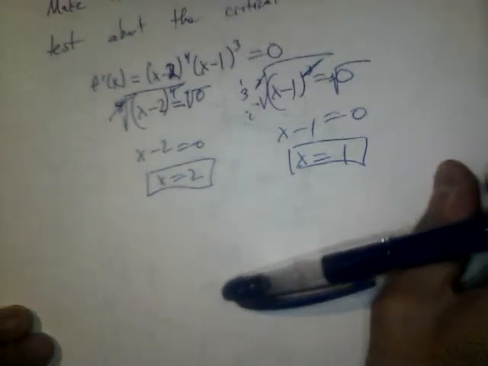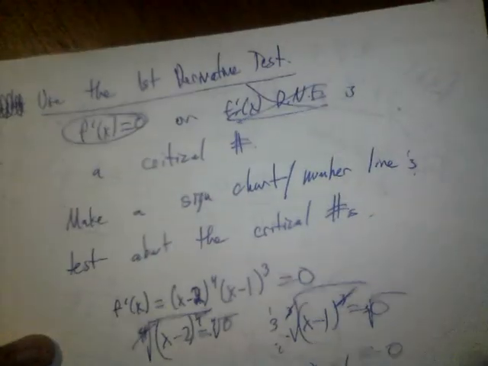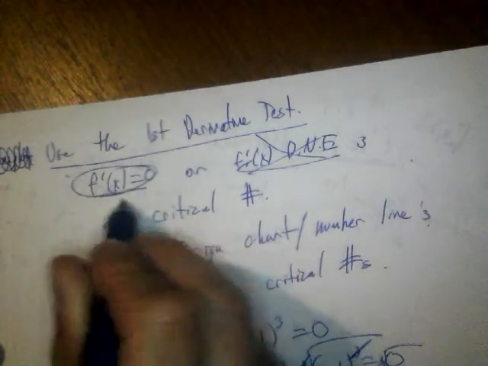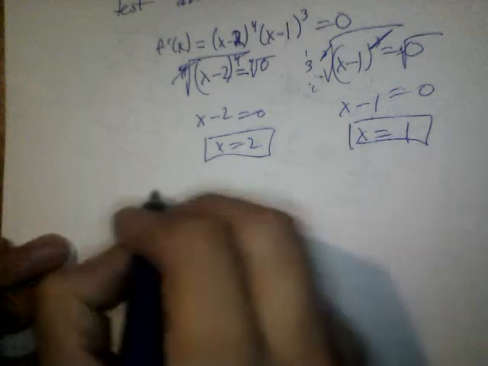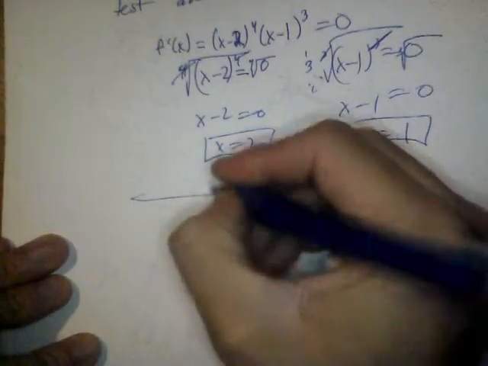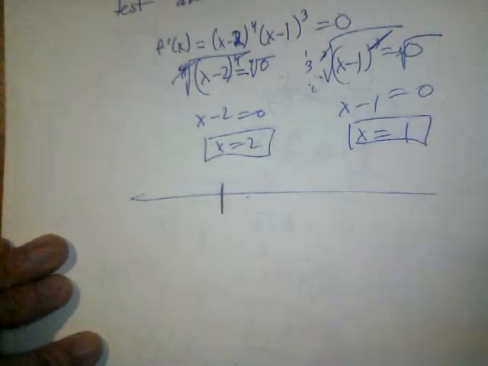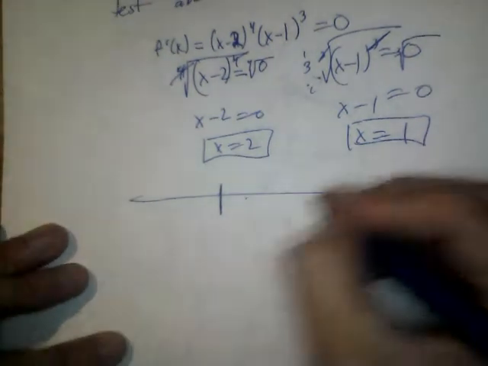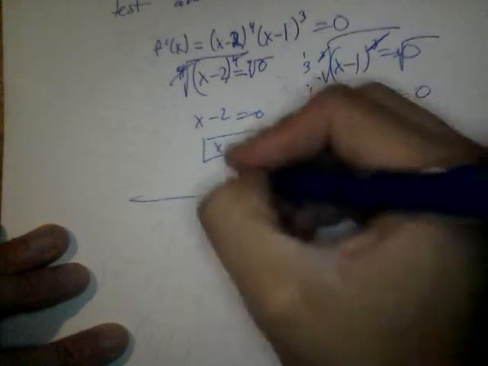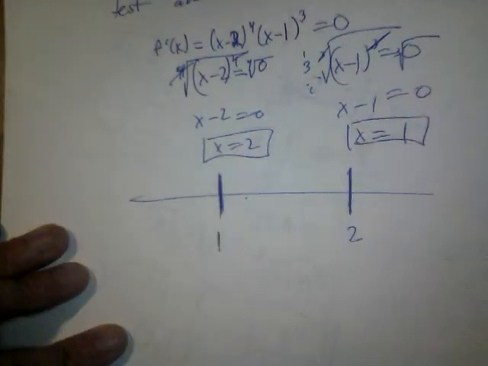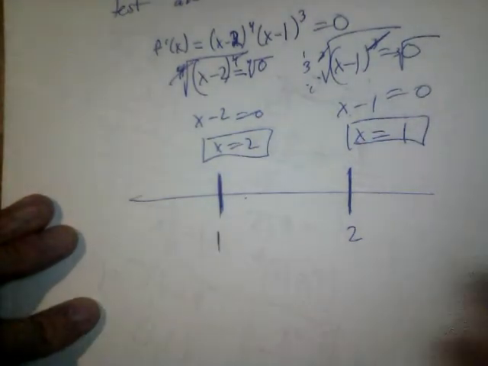So now we're going to make our chart. Notice all I found here are where f prime is 0. So these values are going to be my important points, or my critical points. That's why they're called critical, because they're important. And we're going to see if those are extreme values or not. Notice over here here's 1 and here's 2. I like to put these like this, think of these as our barriers. Now we're going to test around them.